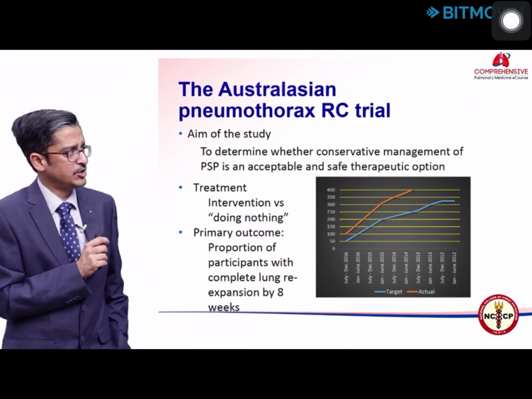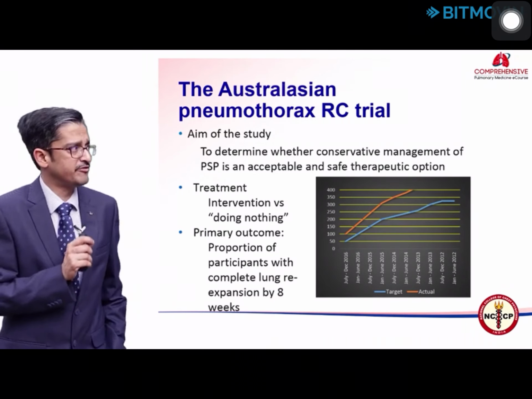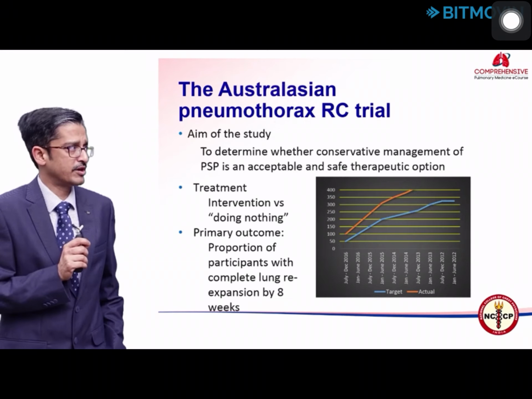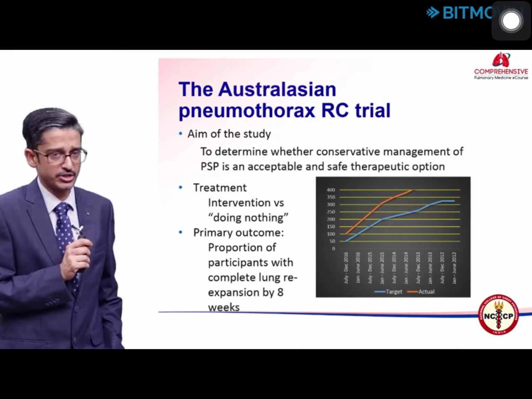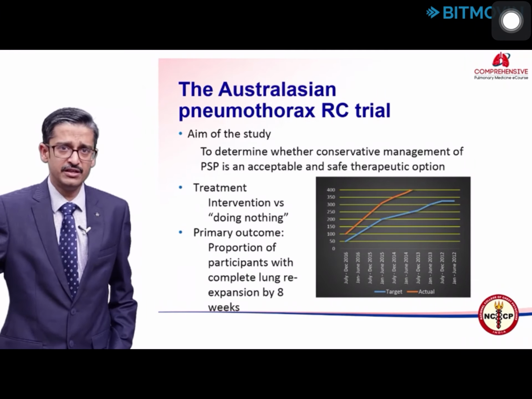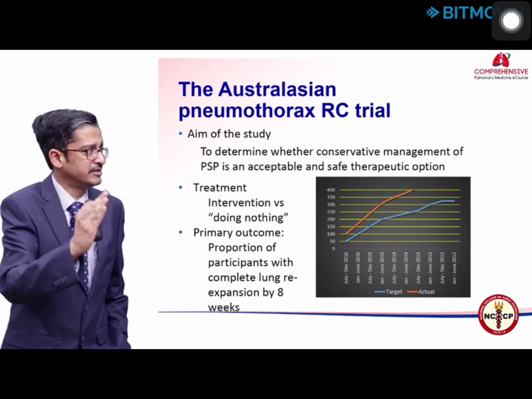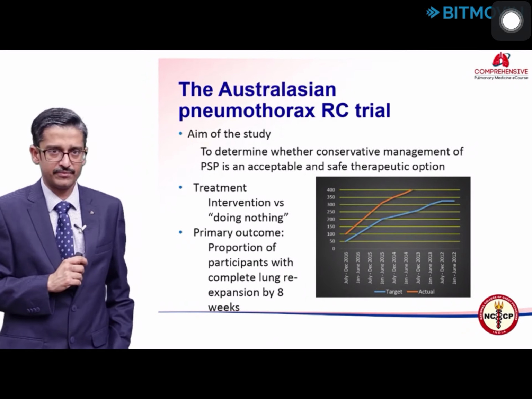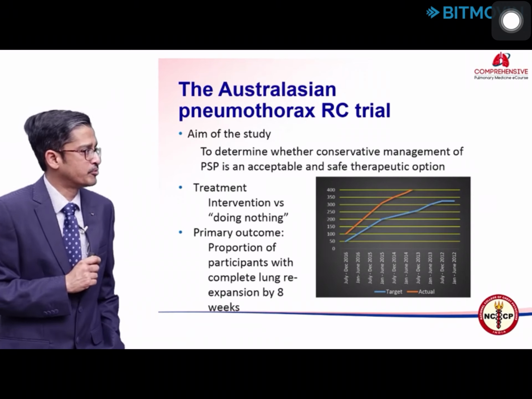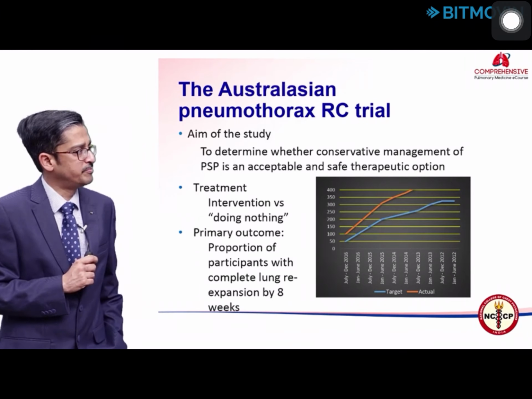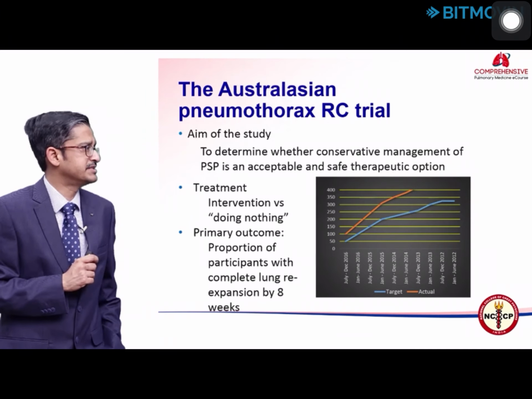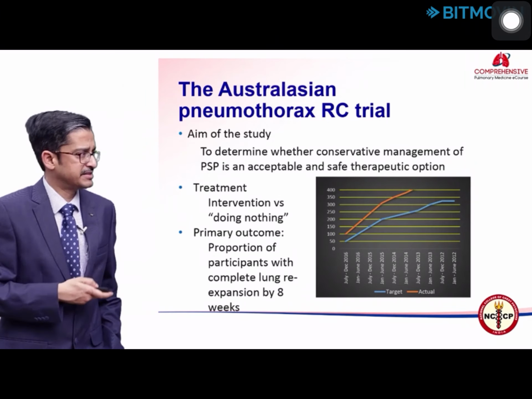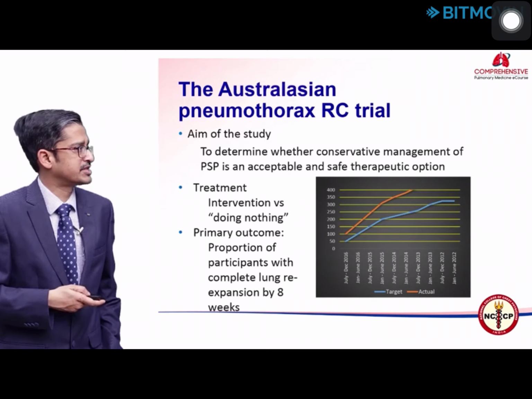The aim of this study was to determine whether conservative management of primary spontaneous pneumothorax was an acceptable and safe option. And the two arms here were, one was intervention and the other was doing nothing. The primary outcome was the proportion of participants with complete lung re-expansion after 8 weeks. And you can see the actual group and the target group on that particular slide.